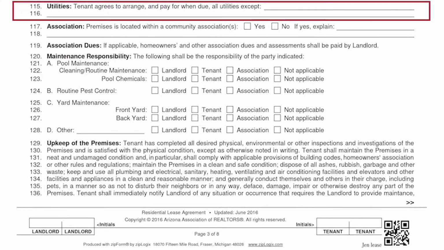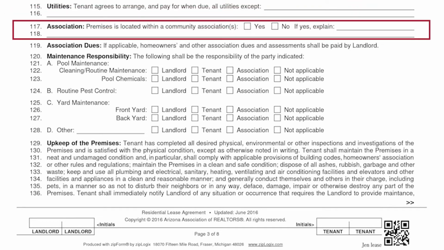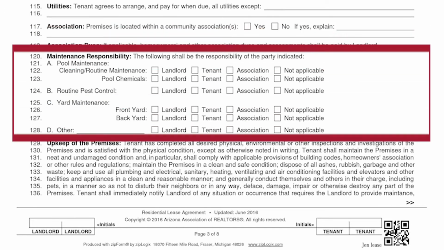Lines 115 to 116, list any utilities that the landlord will be paying for during the lease term. If nothing is inserted here, then the tenant will be required to cover all utilities. Lines 117 to 118 indicate if the property is located within a community association. Lines 120 to 128 indicate who's going to pay for certain maintenance items for the property.